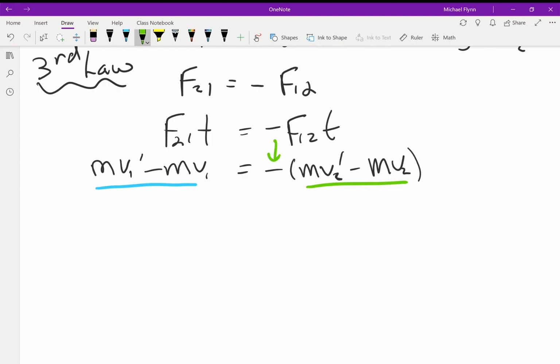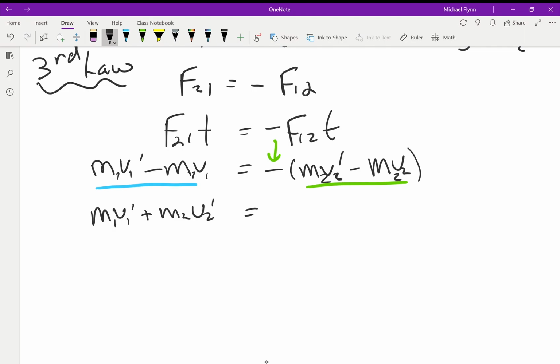Okay. Now I'm going to just group my terms. I'm going to bring everything that has a prime in it. Prime, just remember, means final velocity. So I'm going to bring everything that has a prime on it to the left side of my equation, and everything that is not primed I'm going to bring to the right side. Okay. So what I end up with is this. If I do that, I get m1. Pardon me, that should be an m1 there, and this should be an m2. Okay. So m1v1 prime, and then when I bring this to the other side, it's going to be plus m2v2 prime, like that.